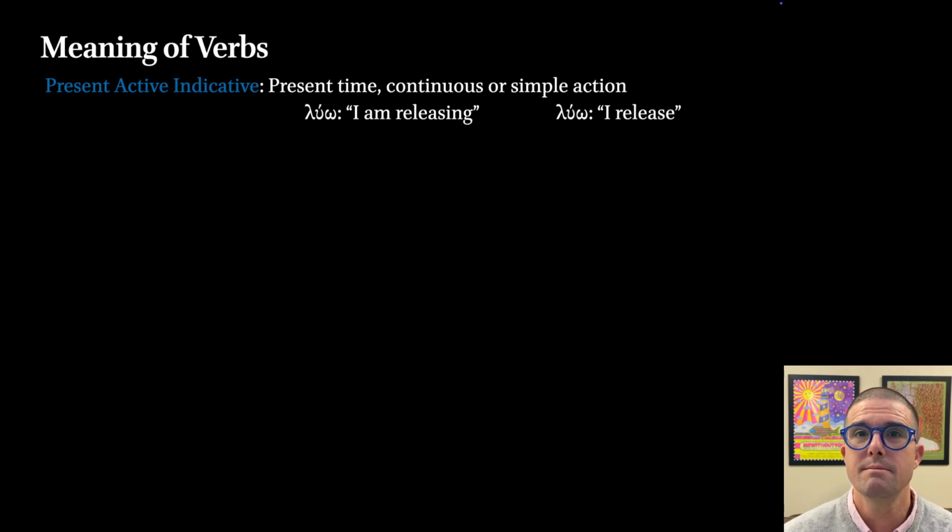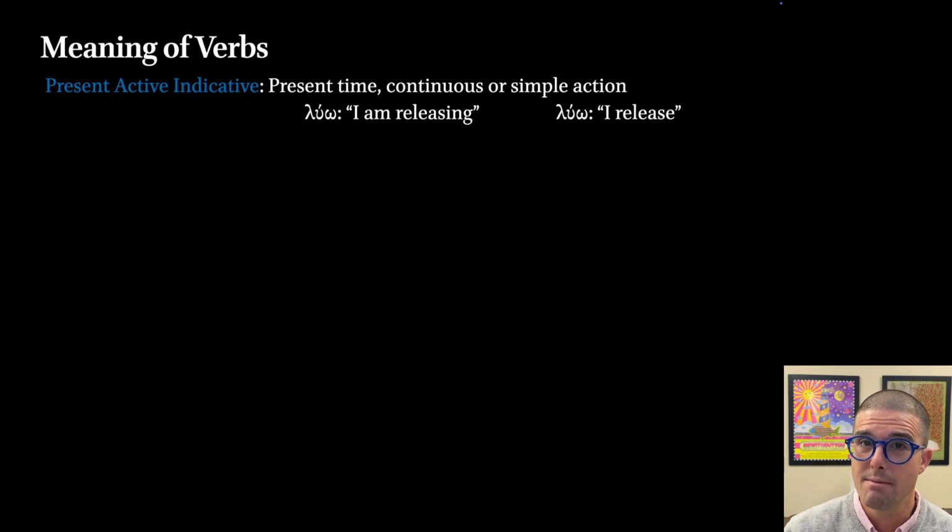So when it comes to the meaning of verbs and when it comes to the present active indicative particularly, what we're talking about is present time. Remember, tense is going to be that first thing there. There are a variety of different tenses: present, future, aorist, imperfect, perfect are the main ones in Greek. But present largely refers to the time that the action is taking place.